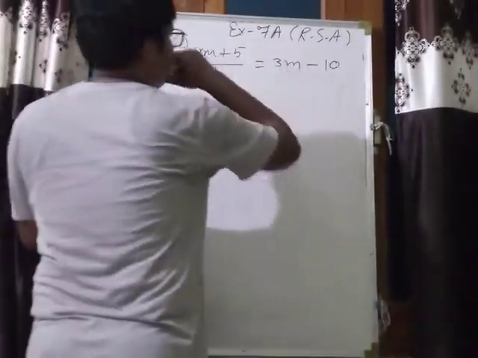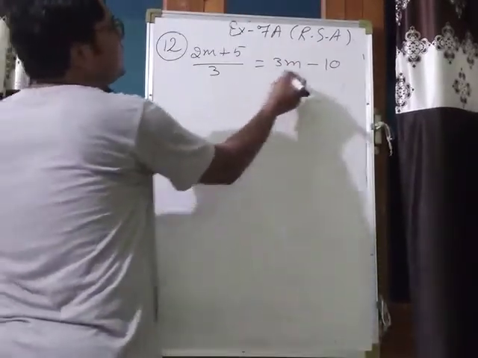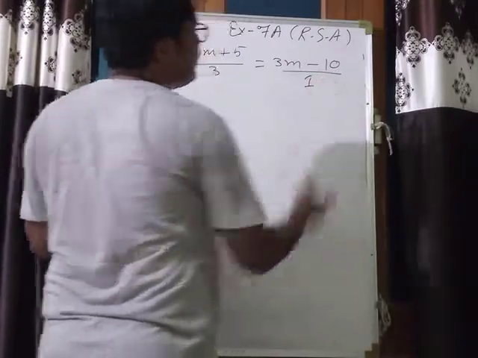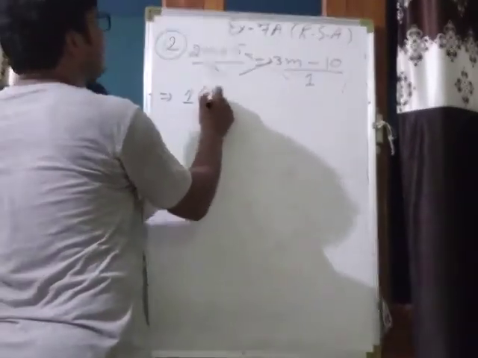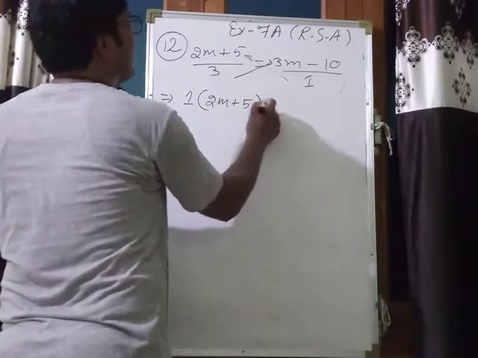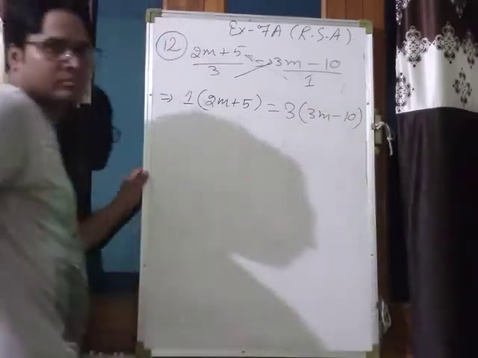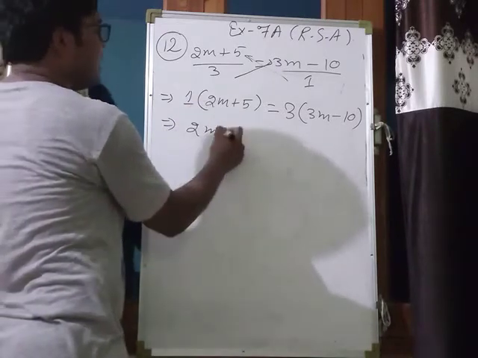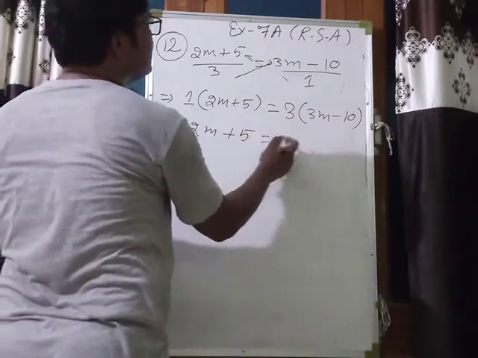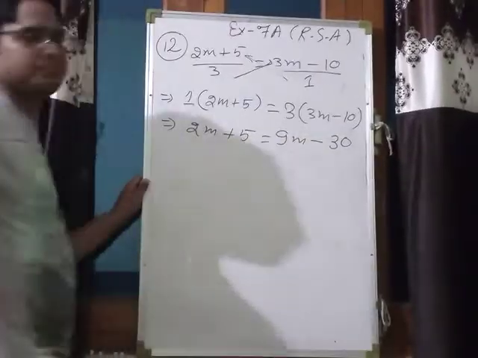See, this is 2m plus 5 upon 3, this is 3m minus 10 by 1. We can write this. Okay. Now doing the cross multiplication, what we have, 1 into 2m plus 5 and its right side 3 into 3m minus 10. Now open the brackets. 1 into 2, 2m plus 1 into 5, 5. That is 3 into 3, 9m minus 3 into 10, 30.